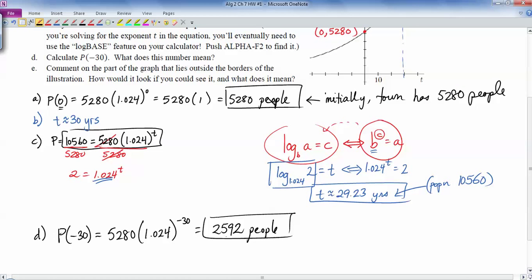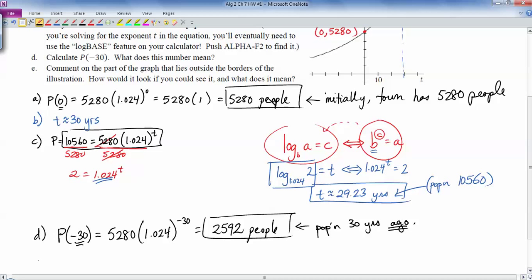What does that mean? Well, it means if this pattern existed 30 years ago, then 30 years ago, that's how many people there were. So this is the population 30 years ago, because t is a negative number.